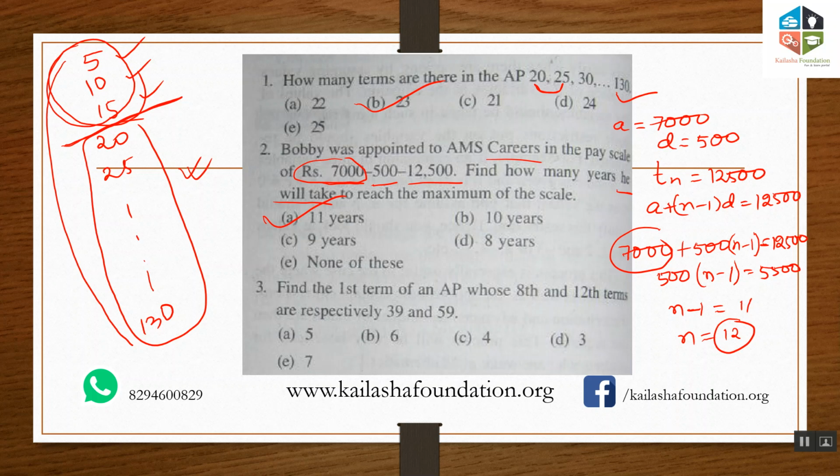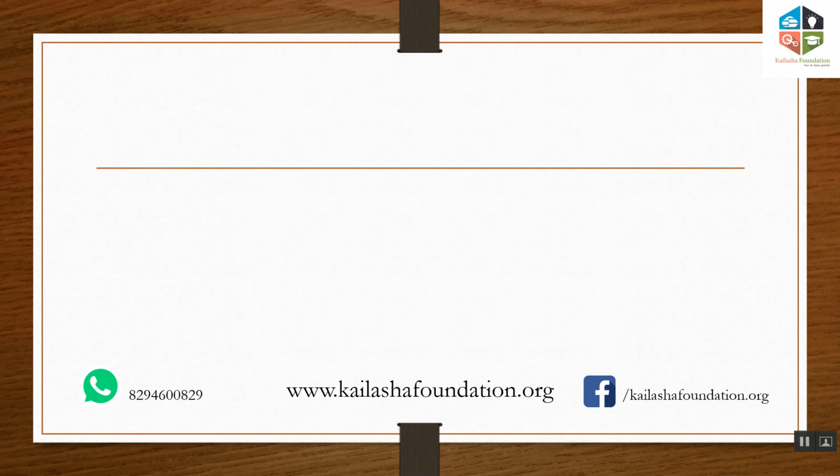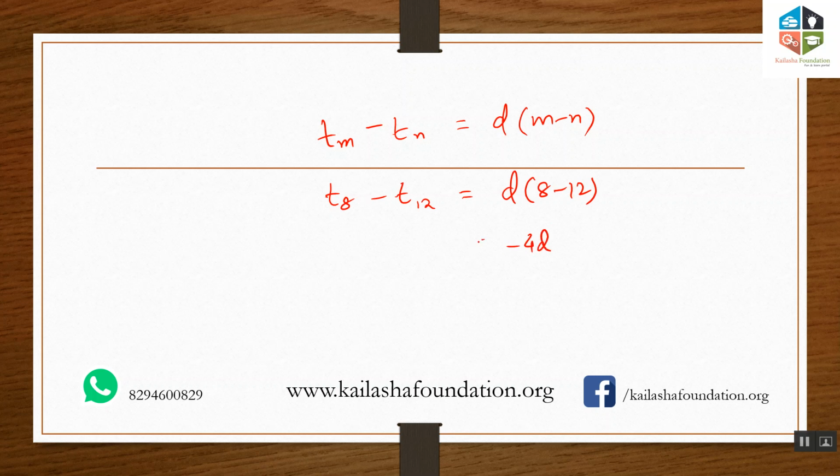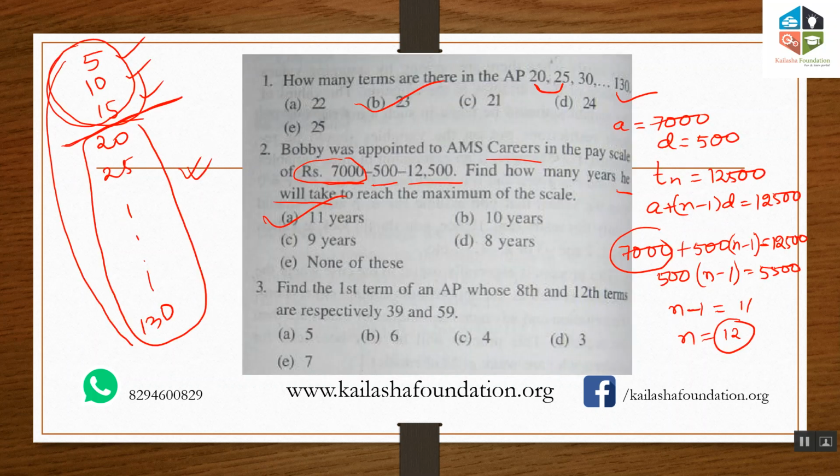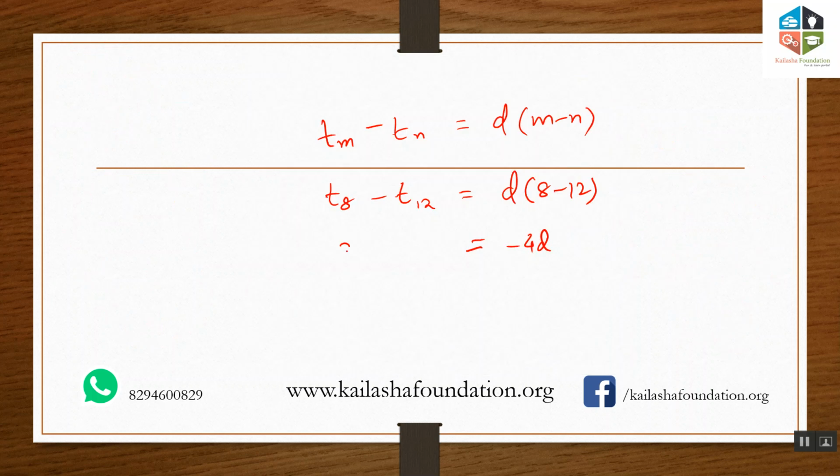Find the first term of an AP whose 8th and 12th terms are respectively 39 and 59. So let me tell you the formula. Tm minus Tn is equal to (m minus n)D. So T8 minus T12 is equal to (8 minus 12)D. It is minus 4D equal to T8 minus T12, that is 39 minus 59. Minus 4D is equal to minus 20.